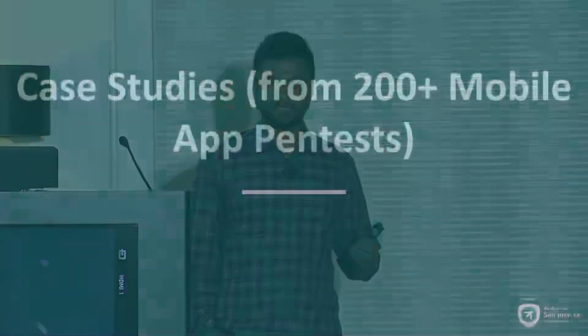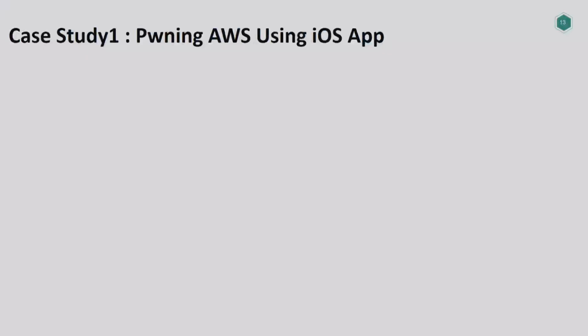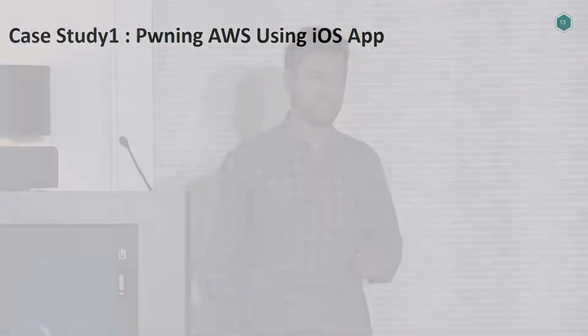I have done a lot of pen testing, and my focus is more towards mobile applications. So these are some critical findings after pen testing 200 plus mobile applications. The first case study is very interesting, where I was able to pwn the AWS of an enterprise just by using an iOS application. When we do iOS application assessment, what we get is an App Store link, and it's a black box assessment. So all I got was the iOS App Store link.